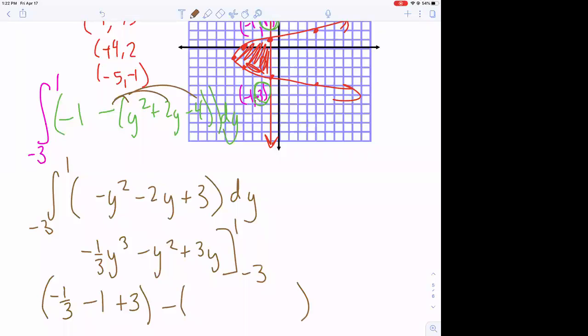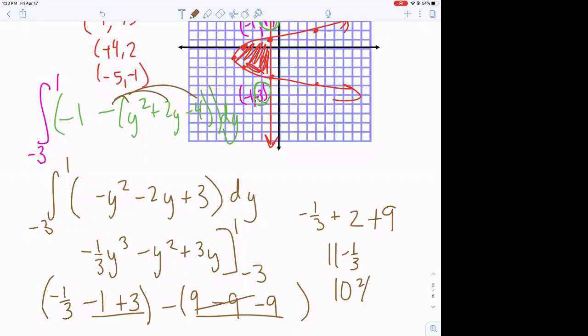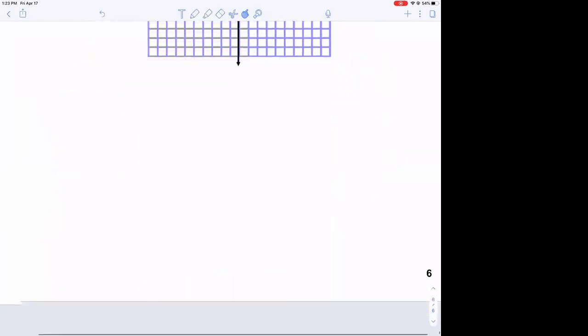Well, this is nice that we get some whole numbers here. -3 cubed is -27 times -3 is +9. -9, and then -9. So there we go. I'm going to combine these and combine all these, because that's going to be -9, but it turns into a +9. And then we've got -1/3 plus 2 plus 9. So 11 minus 1/3. 10 2/3 happens to be the area of that guy. Boom. And I think this is the last one I got, yeah.